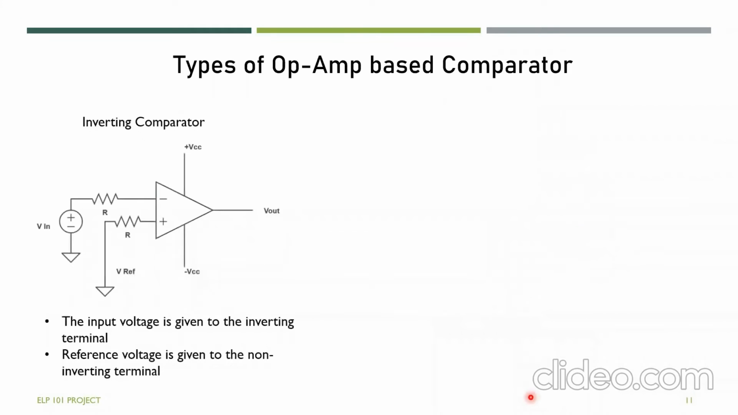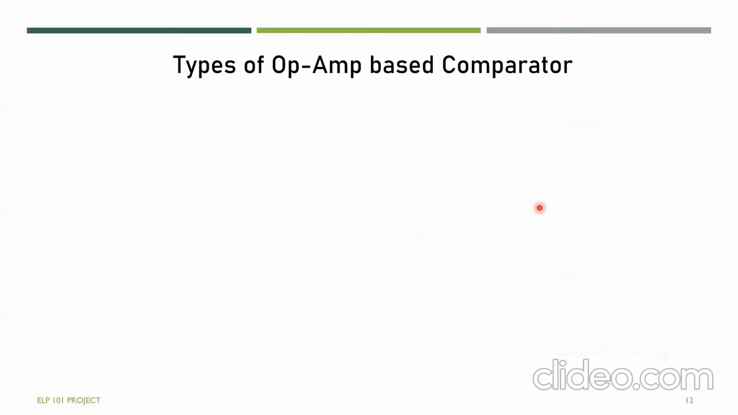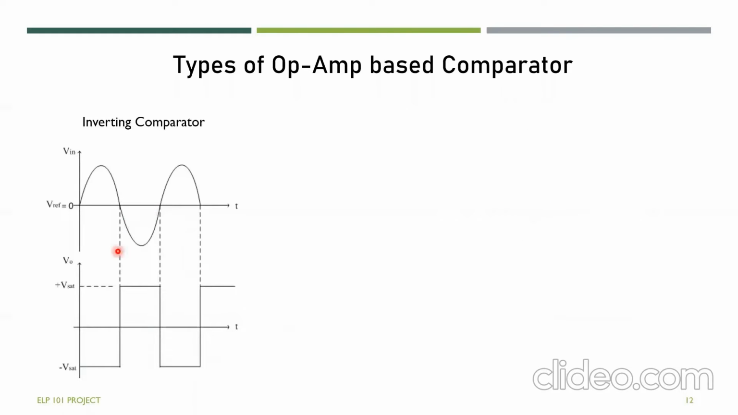Now, there are two types of op-amp based comparators. One is an inverting comparator, where the input voltage is given to the inverting terminal, and the reference is given to the non-inverting terminal. Whereas in a non-inverting comparator, the input voltage is given to the non-inverting terminal, and the reference voltage is given to the inverting terminal.